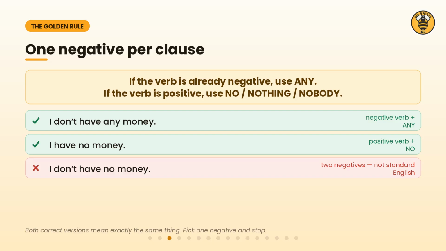What you must not do is use both at once. I don't have no money is not standard English. You will hear it in songs and in some dialects, but in an exam, in an email, or in a job interview, it will be marked as an error. So choose one negative and stop there.